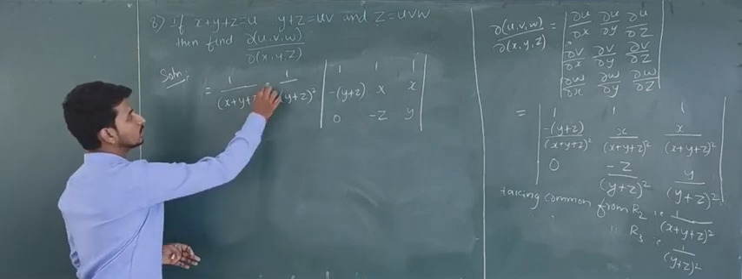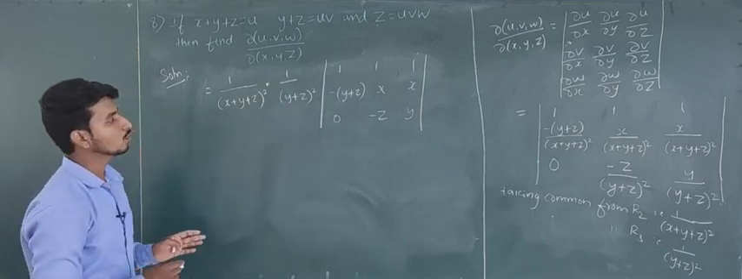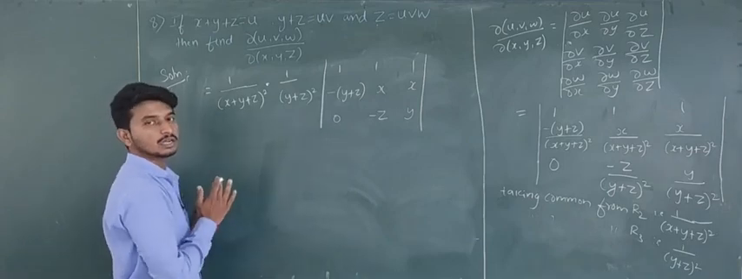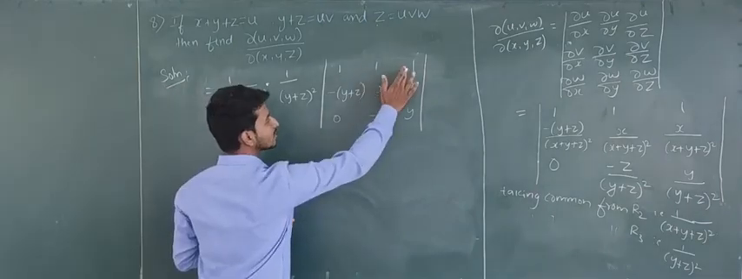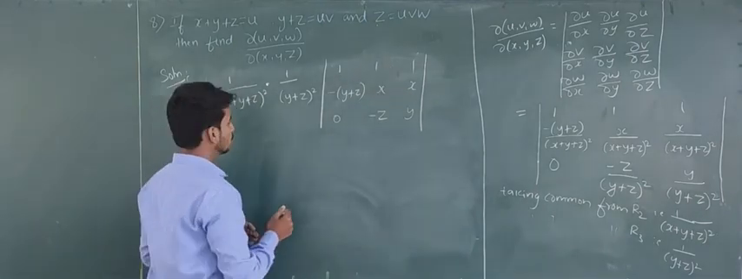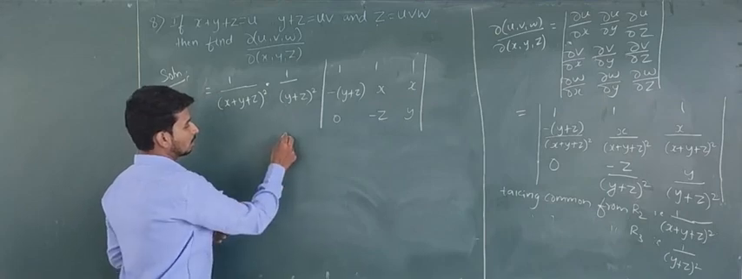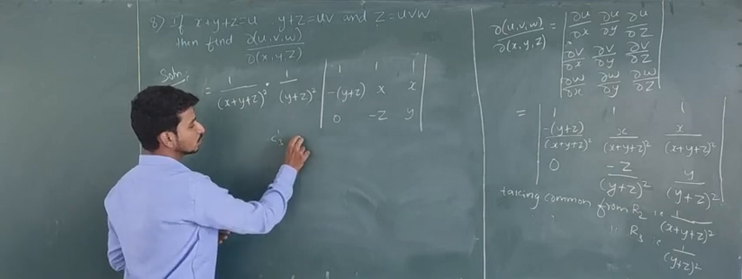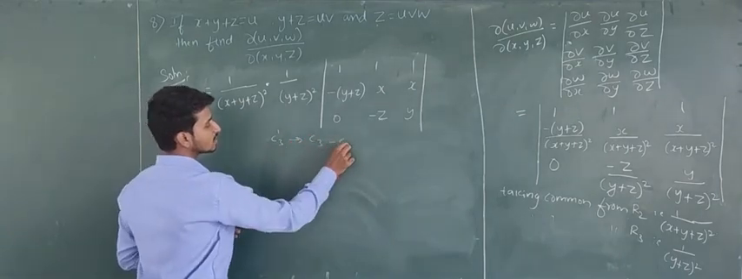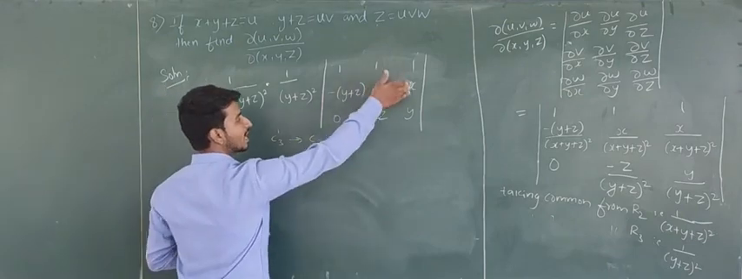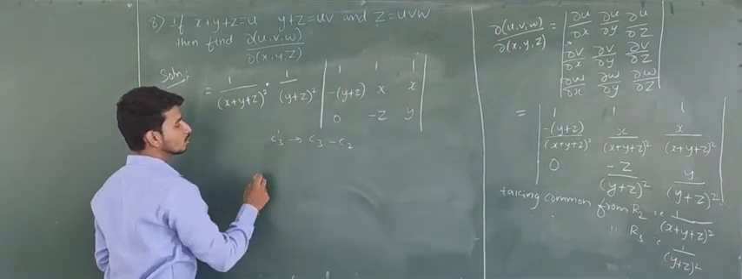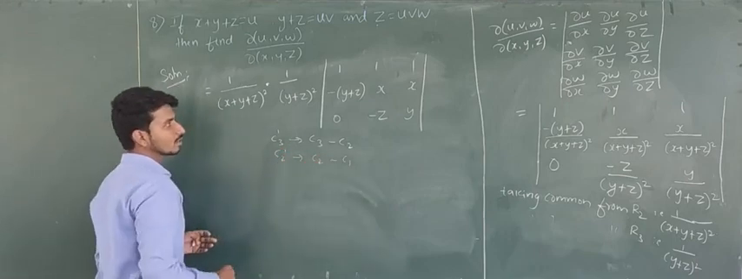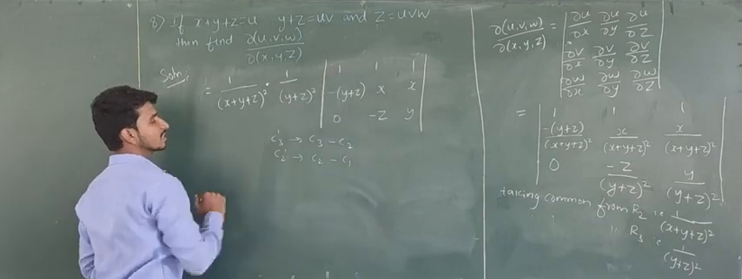Now we have to expand this determinant to get its value. We will make these 3 terms 0, so we will apply column transformations: C3 dash changes to C3 minus C2, and C2 dash changes to C2 minus C1.